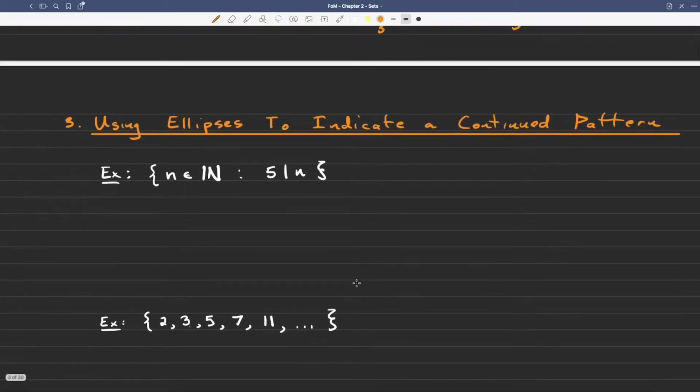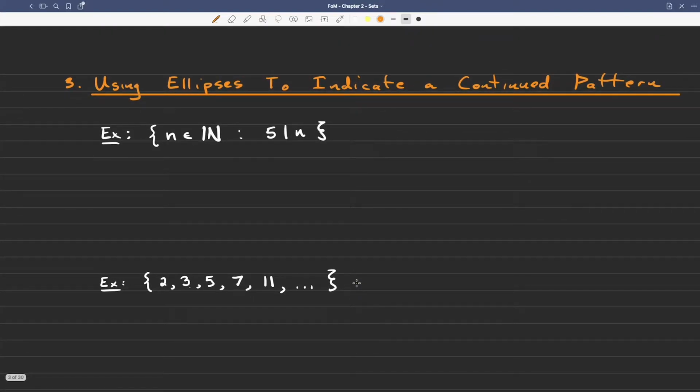The third way that I indicated that you can describe a set is to use what are called ellipses. And we're not talking about the sort of oval-shaped curve. An ellipsis is like the "..." thing that you use to indicate that a pattern continues. So for example, the set here, the set of natural numbers having the property that 5 divides that natural number.